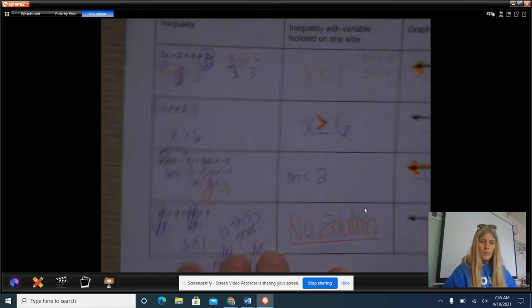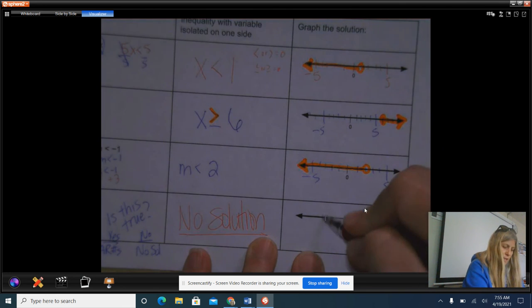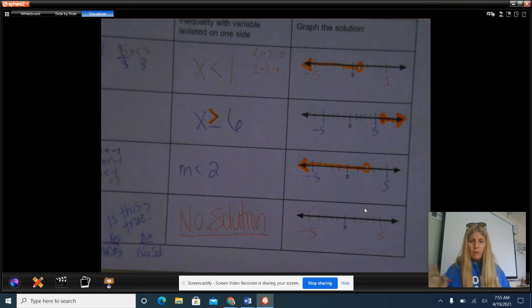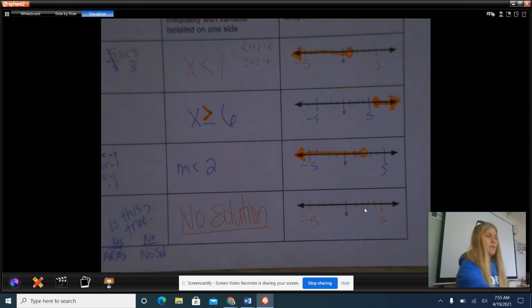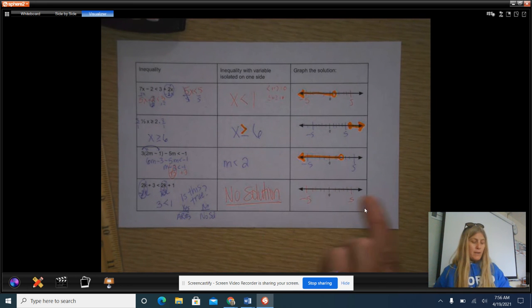And the way that we graph a no solution is we set it up like we would so we know we've looked at it, and then we leave it completely blank. If our answer was all real numbers, then we would shade the entire number line, including both arrows.